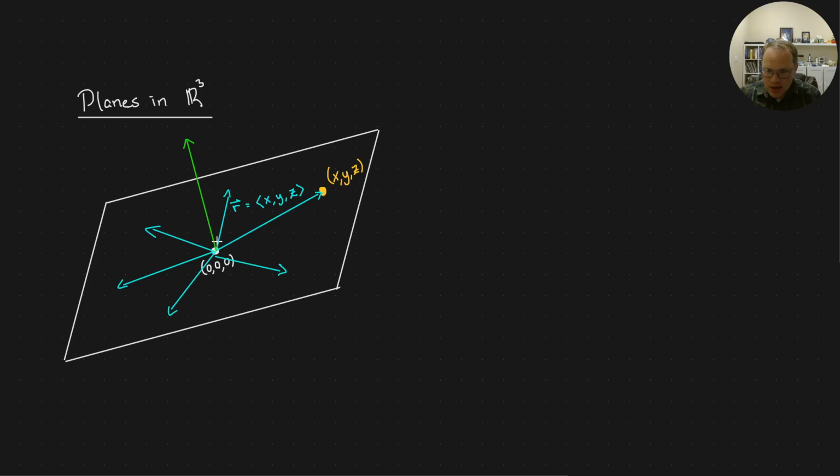This vector here is orthogonal to the plane, meets the plane at a right angle. We call this the normal vector. I'm going to use coordinates A, B, and C for now to describe this normal vector. Okay? So we say this is the normal to the plane.